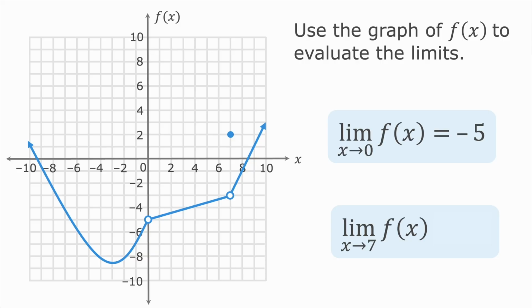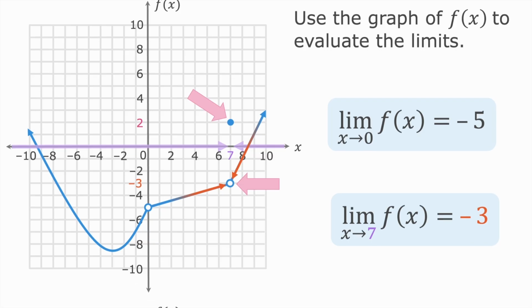Now let's evaluate the limit of f of x as x approaches 7. If we look at the graph, we can see the function is approaching -3. So the limit is equal to -3. Remember, it doesn't matter that f of 7 is equal to 2. The limit is still equal to -3.